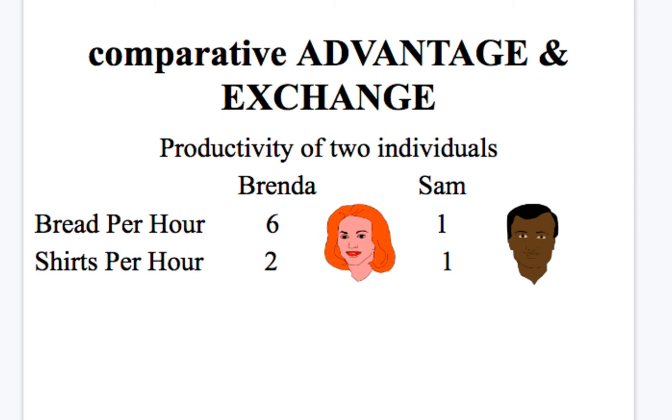So when we look at the 2 people we have, meet Brenda and Sam. Brenda has the ability to prepare 6 loaves of bread per hour, where Sam only produces 1. If she's working on making shirts, she could produce 2 shirts per hour, where Sam only produces 1. Now, being a layman and looking just at this, you're able to see, wow, it makes sense that Brenda is definitely more productive than Sam when it comes to both.